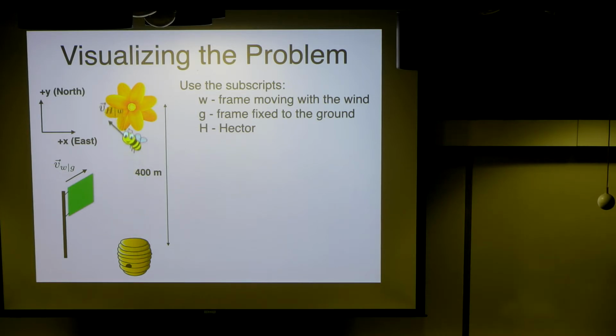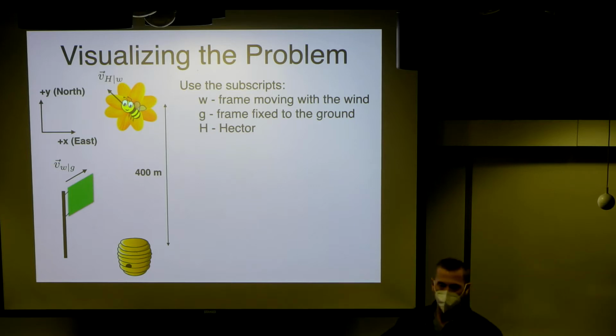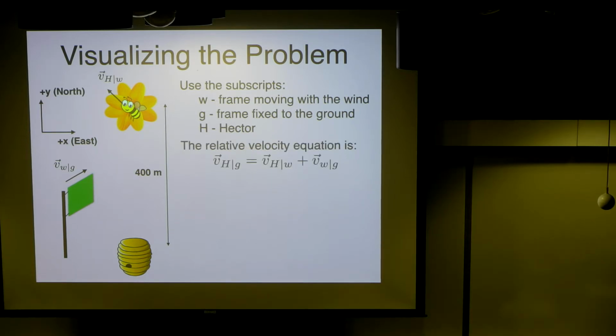Okay? And then this is what we see from the ground frame of reference, right? So even though he's kind of trying to go this way, we see him go straight north as seen from the ground frame of reference. Okay? So here's the equation that describes what's going on.